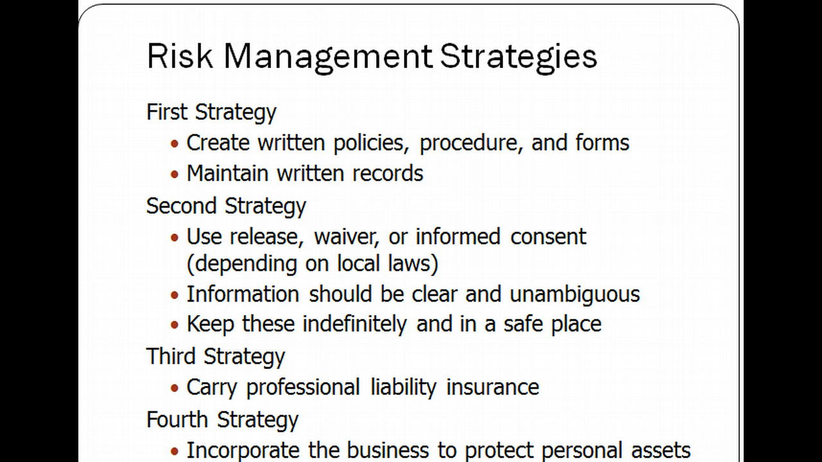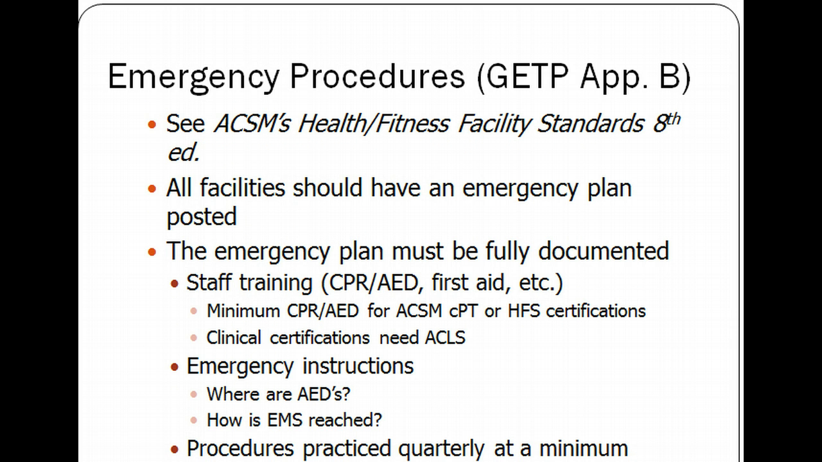Once again, all this stuff can be covered in the risk management class. So I would really recommend not only reading up on this in the ACSM guidelines, but taking the class, especially for those of you who would like to own your own business. In the guidelines, Appendix B, they actually publish ACSM's book on health and fitness facility standards, talking about an emergency plan, document it. Who needs to be trained?